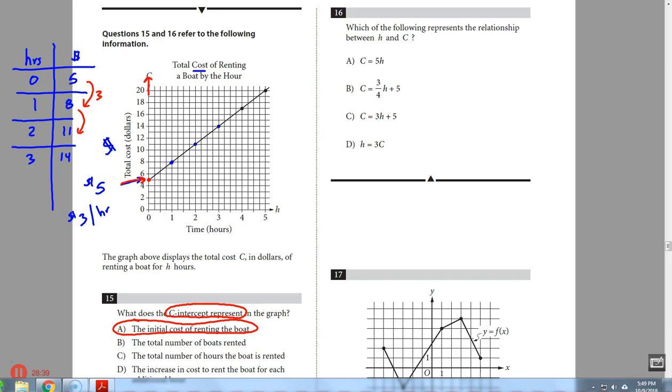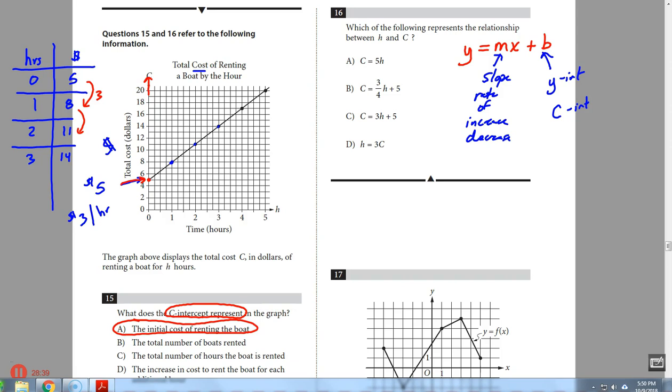Now, number 16, which of the following represents the relationship? Basically, that graph over there, which one is the picture? Well, remember that linear relationships all start with the format y equals mx plus b. The m is usually your slope, or your rate of increase, or in some problems, decrease. And then your b represents your y-intercept, in this problem, our c-intercept.